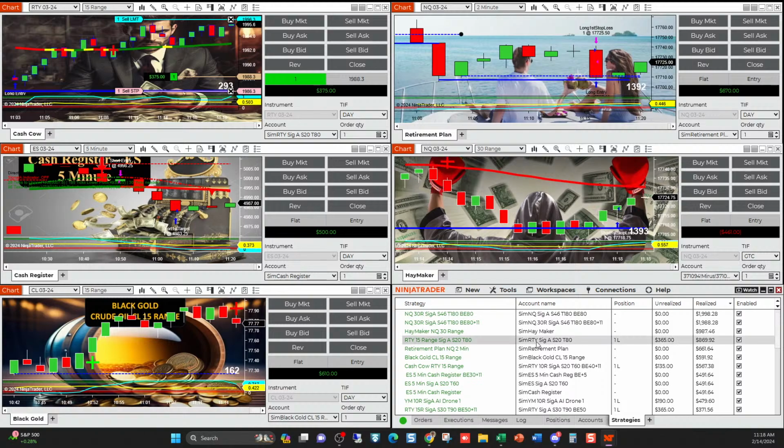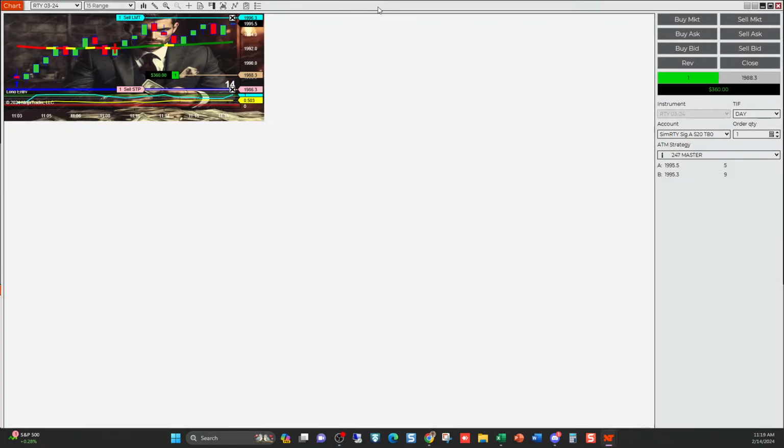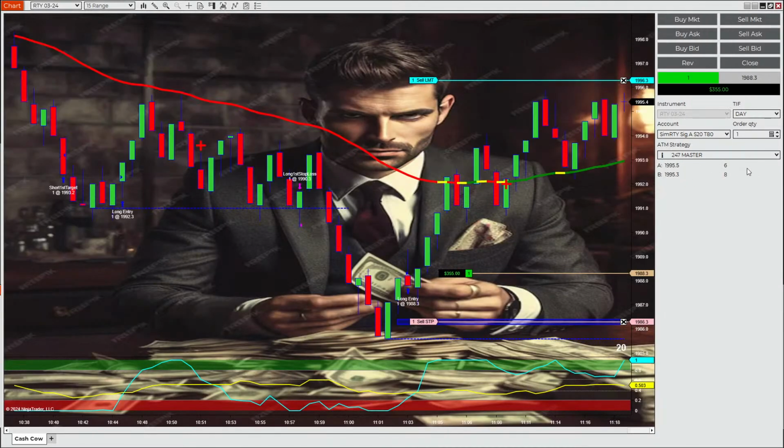This RTY is doing good. Boy. About to make its $400 move, coming off this long entry right here.